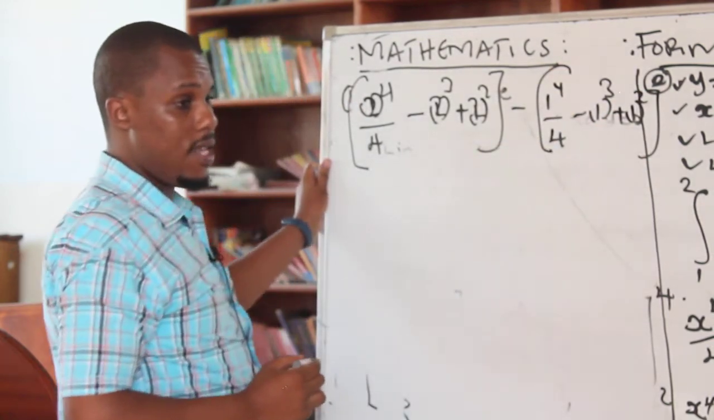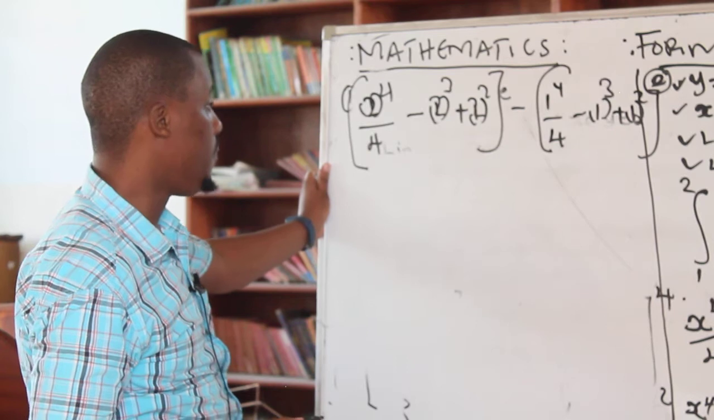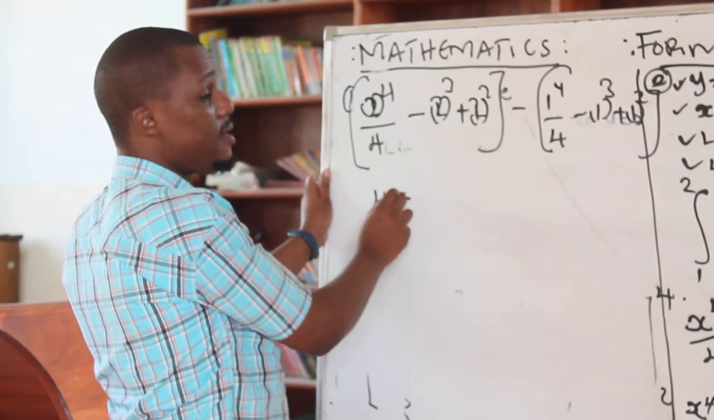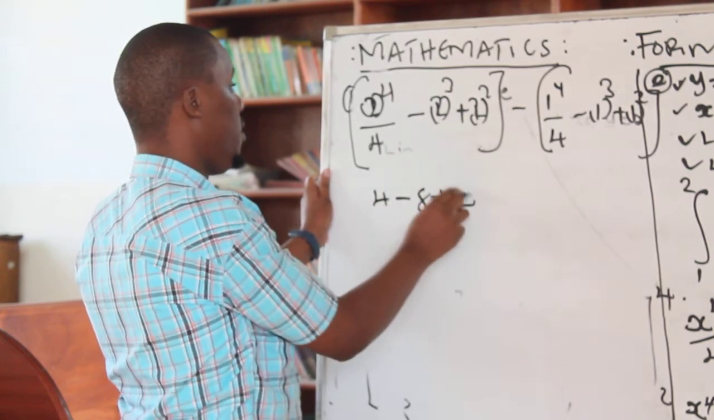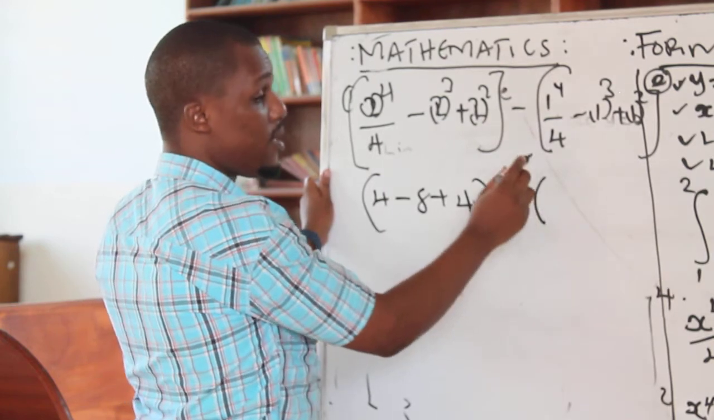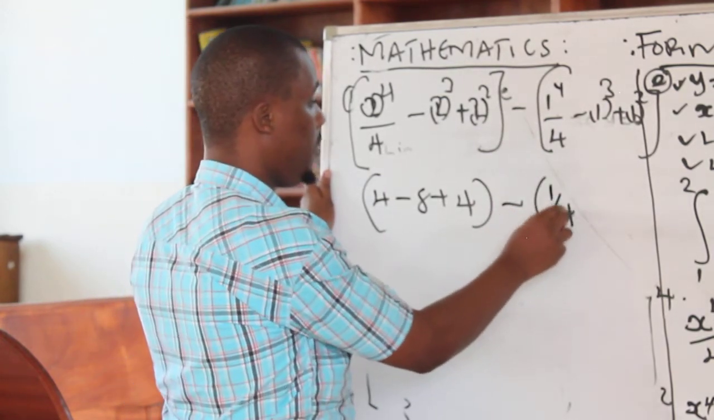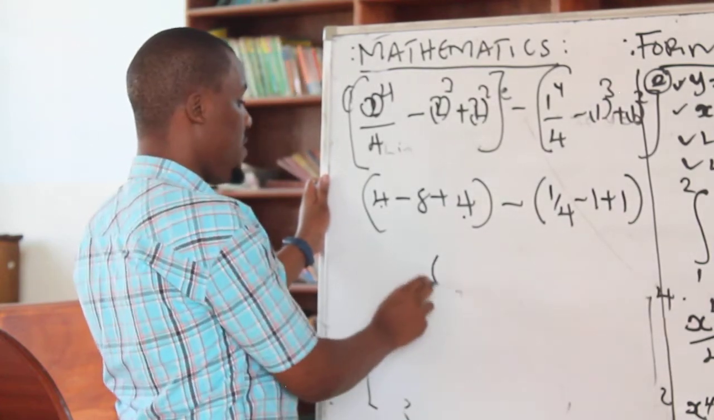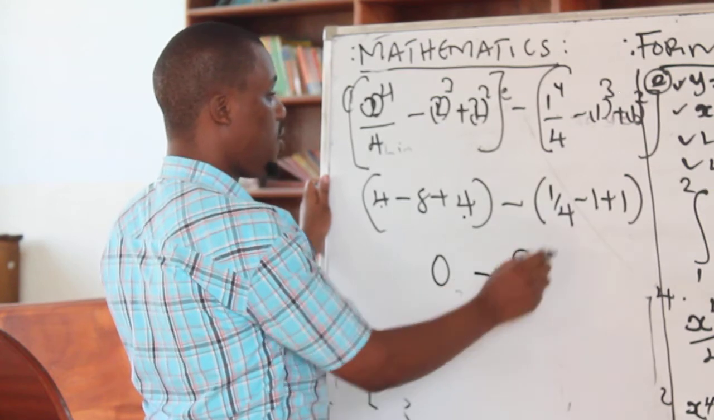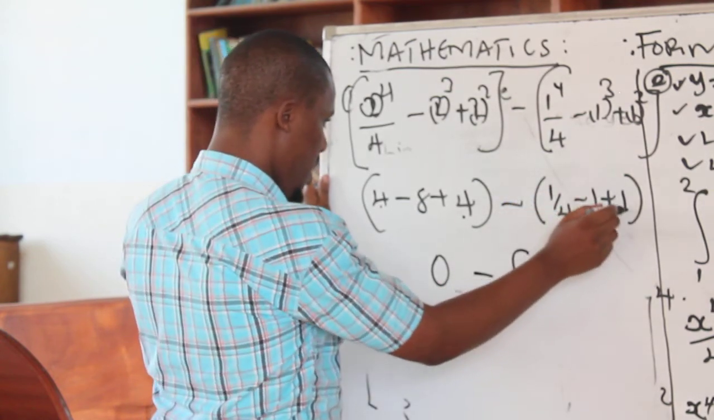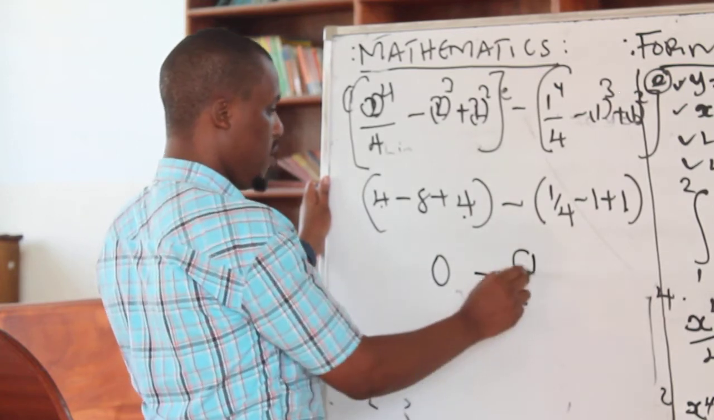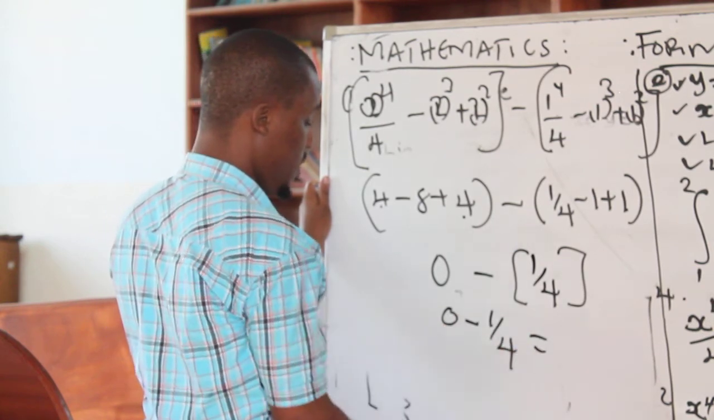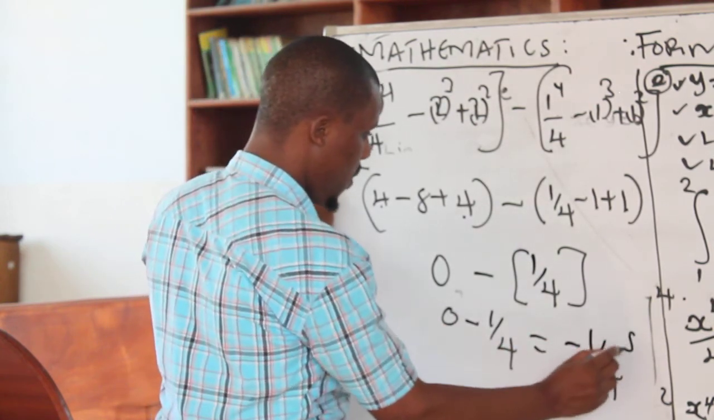From your calculator, when you place that, the first part is going to be 4 minus 8 plus 4. Then here we are having minus 1 over 4 minus 1 plus 1. So at the end of the day, we have 4 plus 4, that is 8, and 8 minus 8 is 0. Then you have minus, this one is going to be 1 over 4 plus 1 minus 1, which is 1 over 4. At the end of the day, it's going to be 0 minus 1 over 4, which gives us negative 1 over 4 square unit.